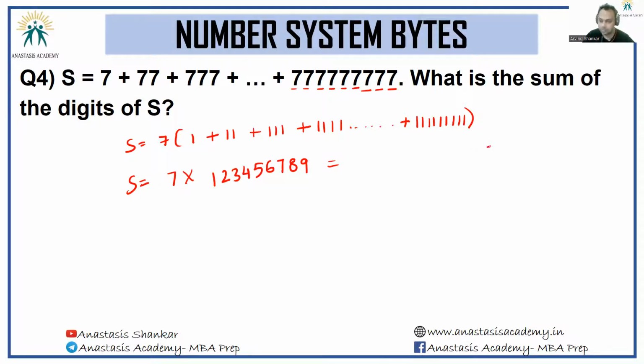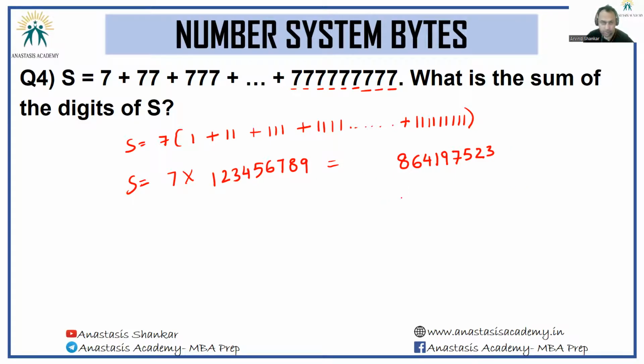7 into 9 is 63, 6 carried over. So 6, I get 2. Let's see. Minus 11 into 7. Okay. 6 carried over again. 7 into 7 is 49, 6 carried over. So 5 carried over. 6 into 7 is 42. So 7, 4 carried over. 5 into 7 is 35 plus 4 carried over. So 9. 3 carried over. 4 into 7 is 28 plus 3 carried over. So 1. 3 carried over. 3 into 7 is 21 plus 3 carried over. So 4. Okay. 2 carried over. 2 into 7 is 14 plus 2 carried over, so 6. 1 carried over. 7 into 1 is 7, so 8. This is the number that is getting created.